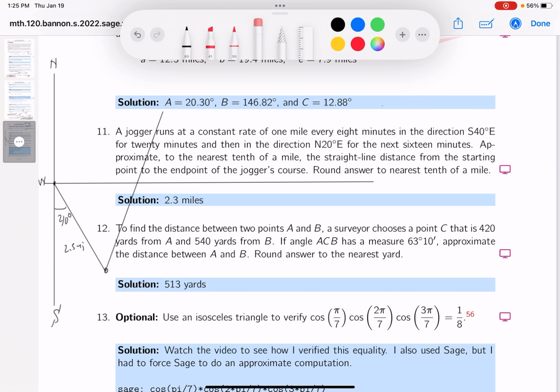So he goes north 20 degrees east for 16 minutes. All right, so let's write that down. He's running for 16 minutes at the rate of 1 mile every 8 minutes. Now, what does that mean? That means 2 miles. I made that way too long, so I'm going to say he's over here somewhere. Maybe I should make that a little longer. This is 2 miles. Okay.